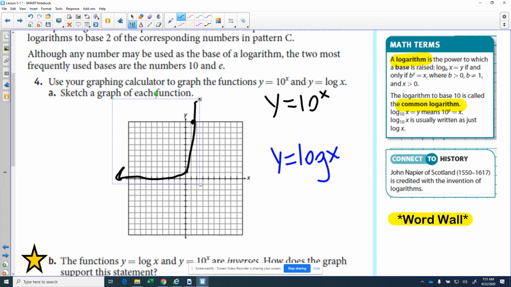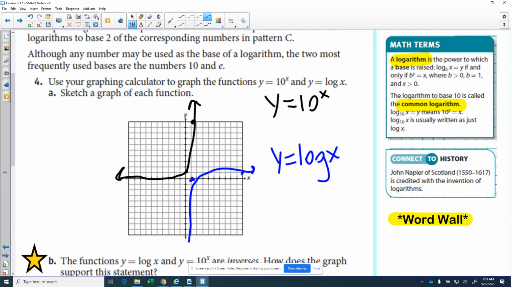If I plug in log of x, at x equals 1 we're going to have an answer of 0, and at 10 we're going to have an answer of 1. Oops, I promised I would do this in a different color. Let me fix that for you. Value of 1, value of 10, and our graph's going to look similar to this.